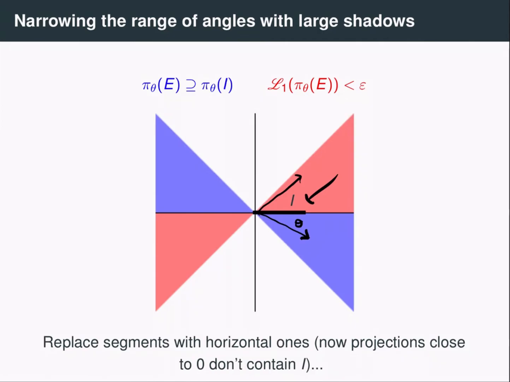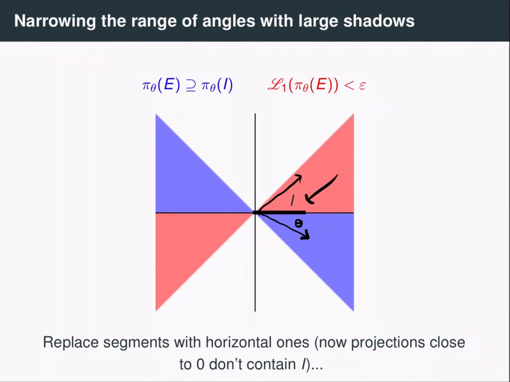So now what I want to do is take this set and start adjusting it, transforming it, so I can narrow the set of directions for which the projection of E contains the interval I. So I want to make that region as small as I want, and I want to enlarge the red region as much as I can. Okay, so in other words, I'm trying to find a set E whose projection contains the interval I only in a very narrow set of directions, and then has very small projection almost everywhere else.